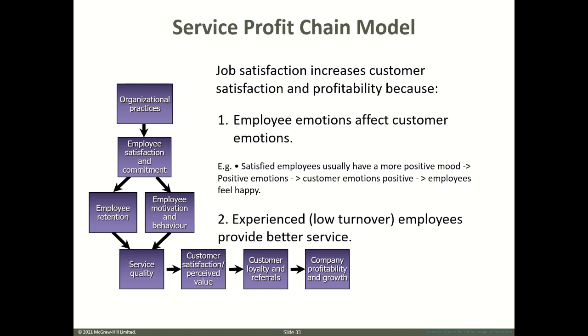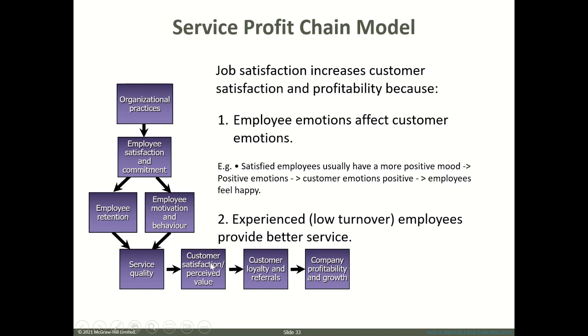On the second point, experienced means low turnover: employees who work for a long period of time in one organization provide better services because they have very good experience in how to interact with the client. If organizational practices are positive, employee satisfaction and commitment increase, and in return employee retention will be there, with low turnover. If employee motivation and behavior are positive, then definitely the quality of the product or services will be enhanced.